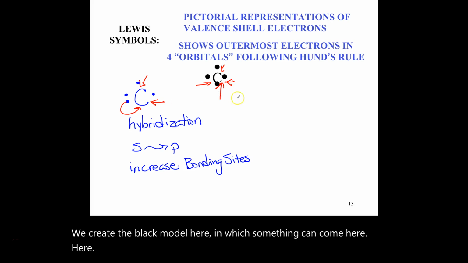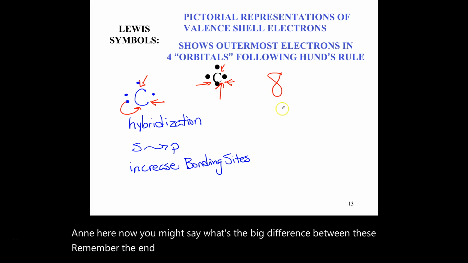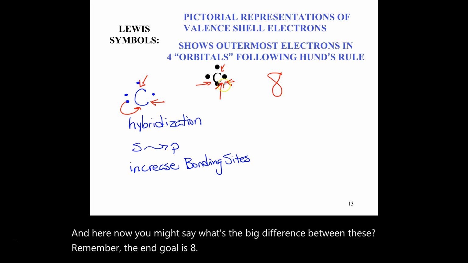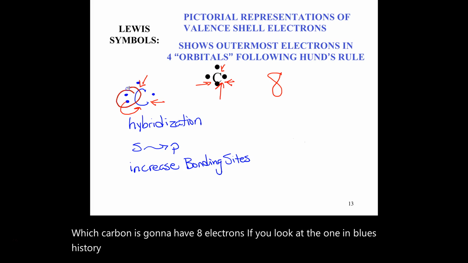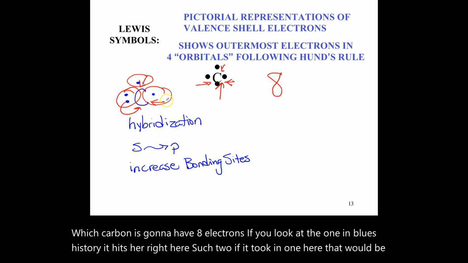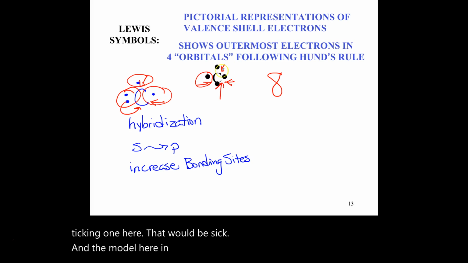Now you may say, well, what's the big difference between these? Remember, the end goal is 8. Which carbon is going to have 8 electrons? If you look at the one in blue, it's got its pair right here, so that's 2. If it took in one here, that would be 4. Took in one here, that would be 6. In the model here in black, we've got 2, 4, 6, 8. And that's the big thing about hybridizing.